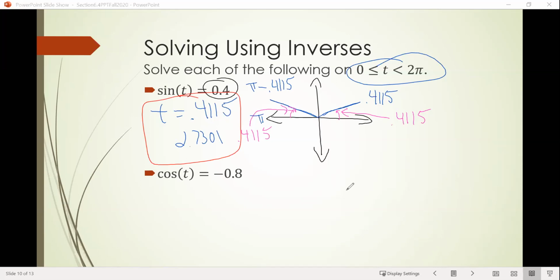Okay, so those would be our two answers, 0.4115 and 2.7301. We should be able to check that if we take the sine of both of those, we should get something around 0.4. All right, let's do the second one.